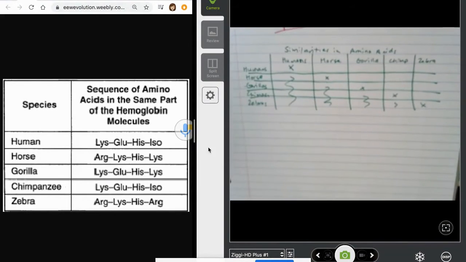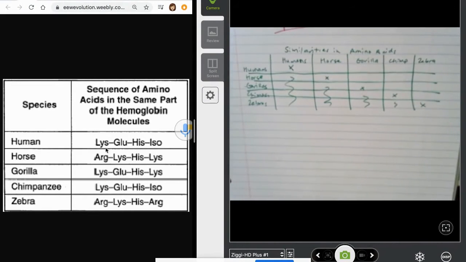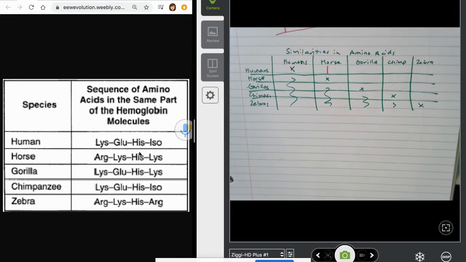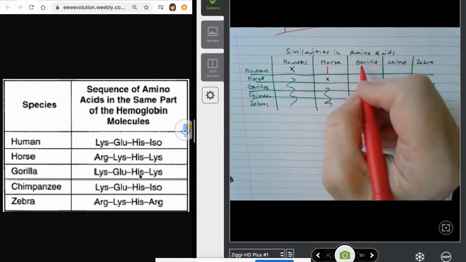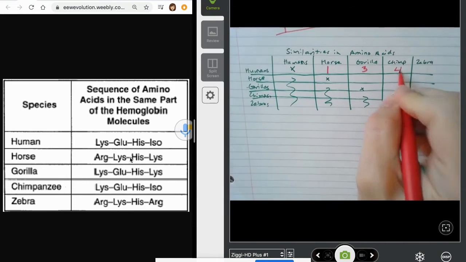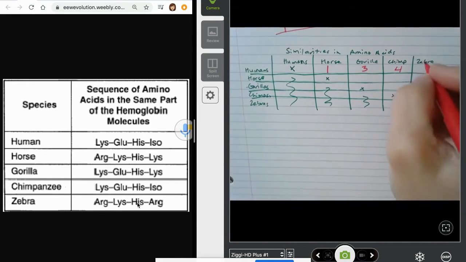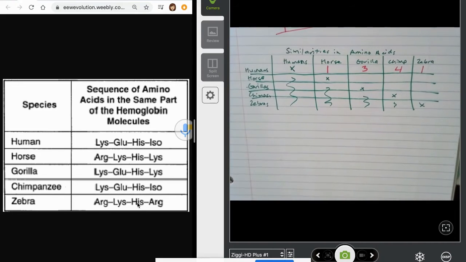But let's go over to the left side. Let's do our first comparison between the horse and the human. So I'm counting 1 similarity. Between the human and the gorilla, 1, 2, 3 similarities. Between the human and the chimp, 1, 2, 3, 4 similarities. And the human and the zebra, 1 similarity.